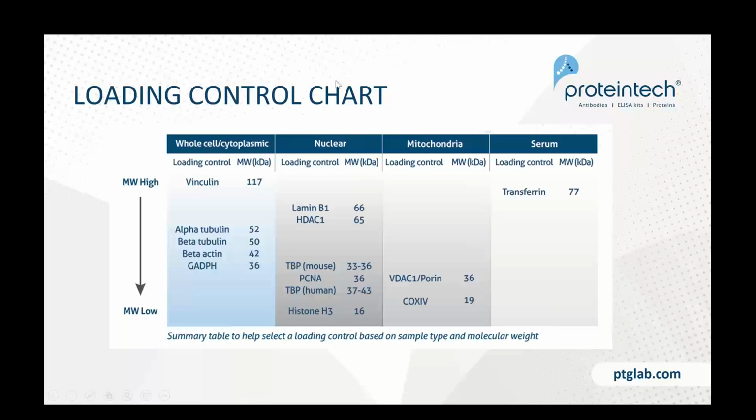And so it's listed here from high molecular weight to low molecular weight. So you have kind of the all-stars that we all know and love here. But if you're looking at a high molecular weight protein, vinculin's really great for the whole cell. And then if you're looking at nuclear proteins, here are some great ones like lamin, HJAK1, histone H3. And then for mitochondria, there are also some other ones there. COX-4 for a little bit lower, VDAC for more your kind of mid-range, and for serum samples, transferrin is a really great loading control.